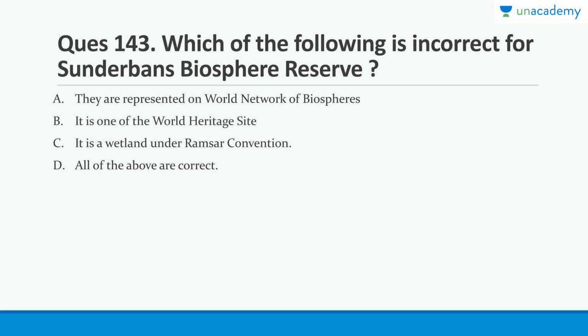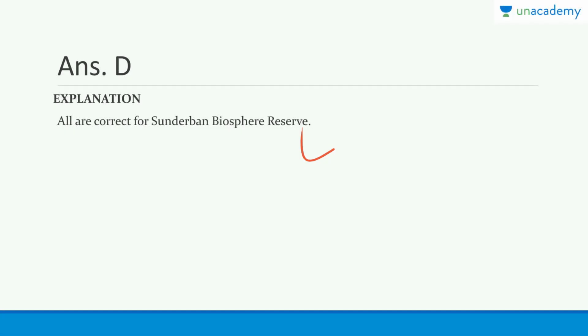Question 143. Which of the following is incorrect for Sunderbans Biosphere Reserve? They are represented on the World Network of Biosphere Reserves. It is one of the World Heritage Sites. It is a wetland under the Ramsar Convention. See, all these statements are correct. So the answer is D. Okay.